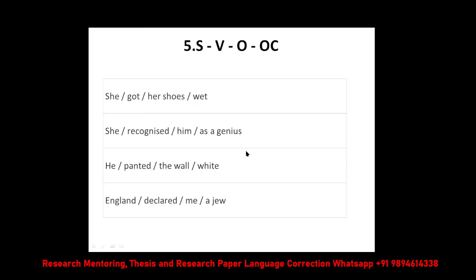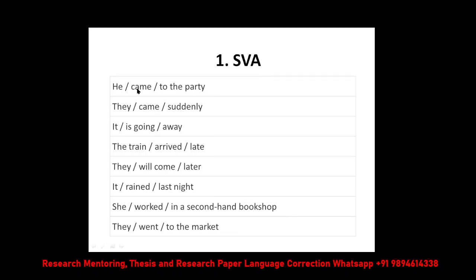And now come back and try to answer this. He came to the party. Here, what is this? To the party. Is it a place? What are the four questions I have asked you? You try to fit them in and you'll be able to understand. They came suddenly, when? It is going away, where? The train arrived late, when? They will come later, when? It rained last night. Last night again is about when.